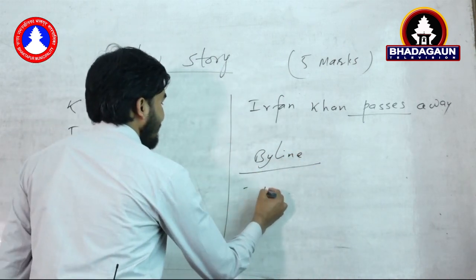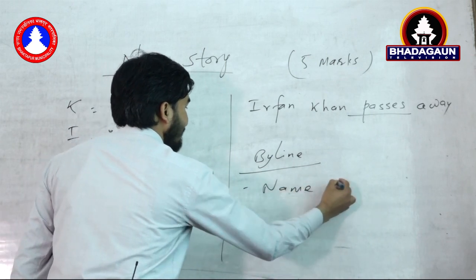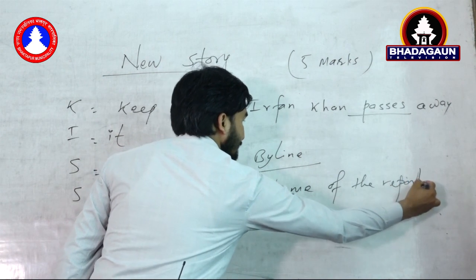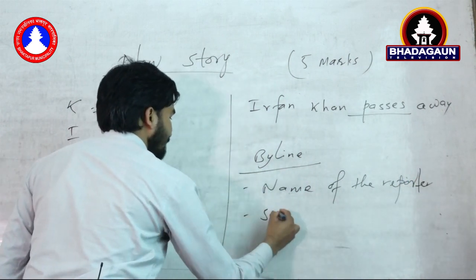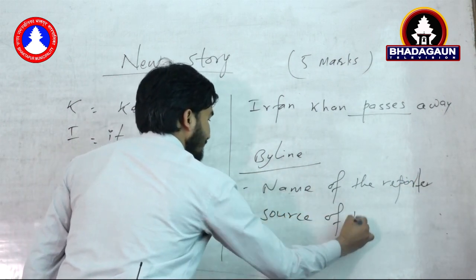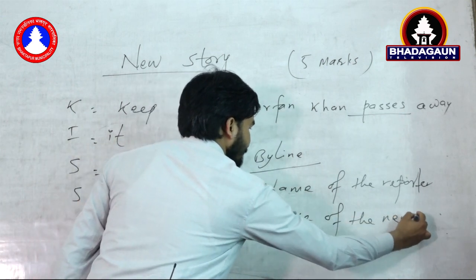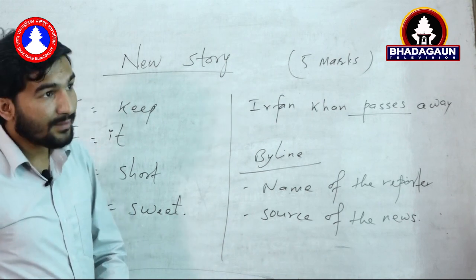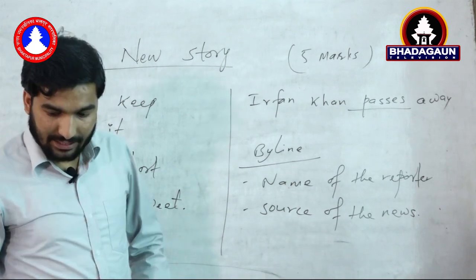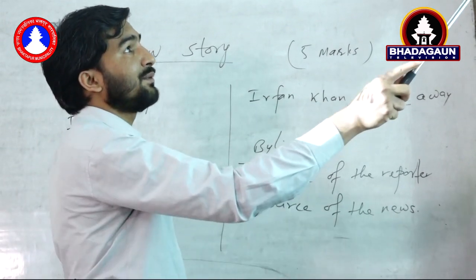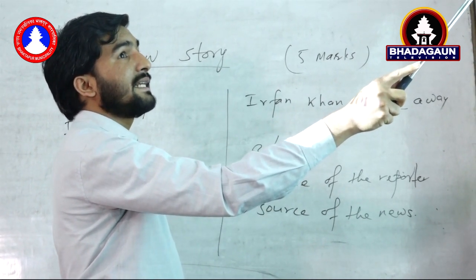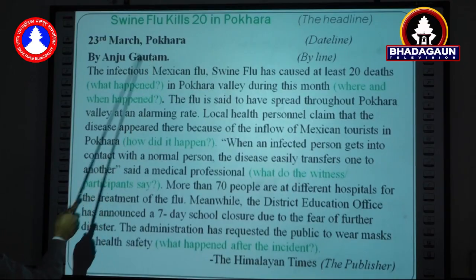Byline means the name of the reporter you can also write. The source of the news, where the news was brought from. So, the name of the reporter. Here as a byline, the name of the reporter is given, Anju Gautam. Anju Gautam is the name of the reporter, that is the byline.